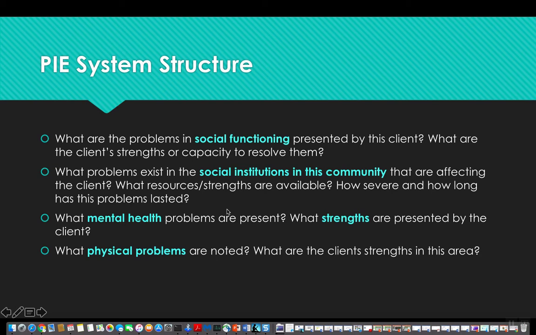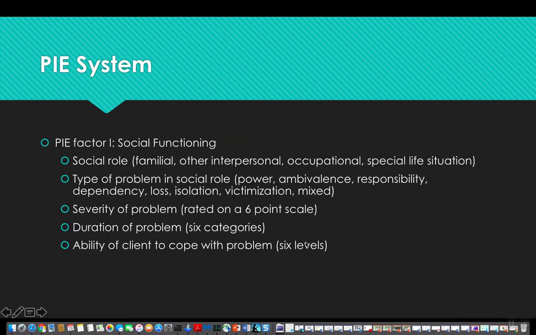The PIE structure has 4 factors, and each factor describes a feature of the client situation. So, what are the problems in social functioning presented by this client? What are the client's strengths or capacity to resolve them? Second, what problems exist in the social institutions in this community that are affecting the client? What resources or strengths are available? How severe and how long has this problem lasted? Third, what mental health problems are presented? What strengths are presented by the client? And fourth, what physical problems are noted and what are the client's strengths in this area?